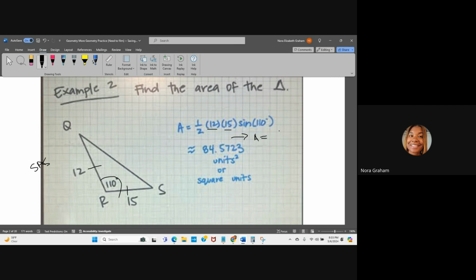So I would do this multiplication first, and that would be 180 over 2 multiplied by sine of 110. Okay, sorry, that's kind of ugly writing right there. But I would put this into my calculator versus plugging and chugging this into your calculator, okay? And it also shows your work. So that would be the answer for that one.